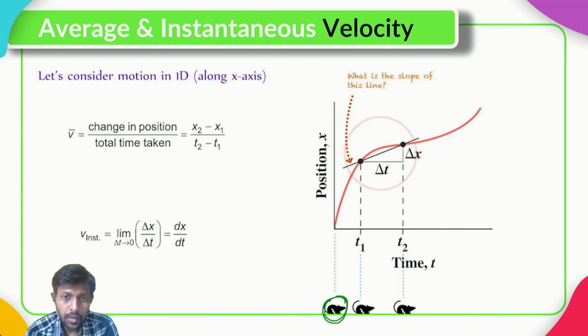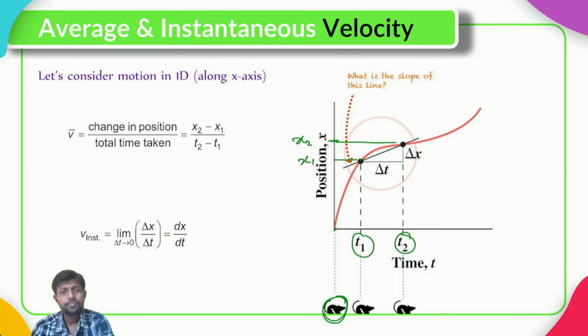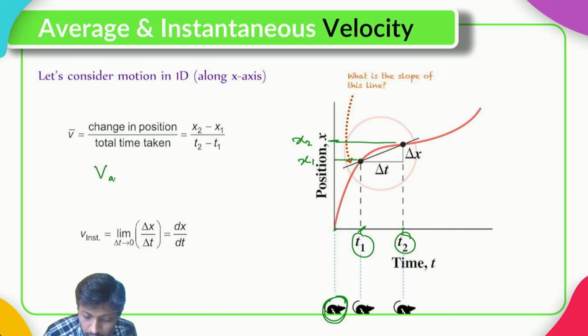Let's look at the motion of this mouse. This mouse was at x equal to 0 at time t equal to 0. And then it moves to x equal to x1 at time t equal to t1. And then finally it moved to x equal to x2 at time t equal to t2. What was its average velocity for the journey t1 to t2? The average velocity would be x2 minus x1 upon t2 minus t1.